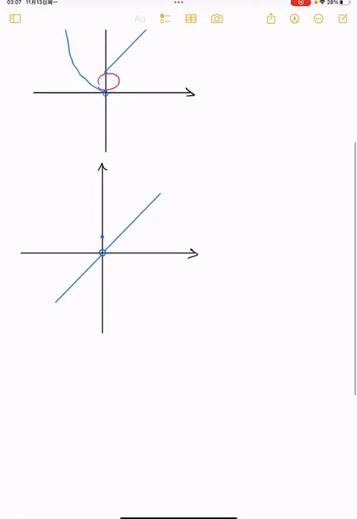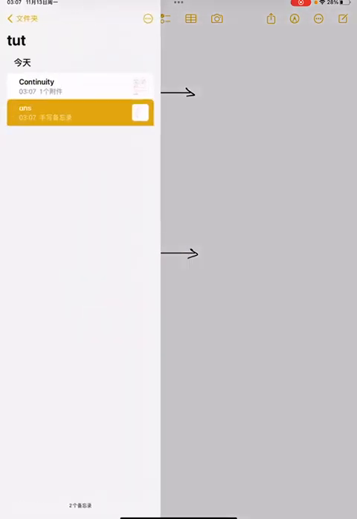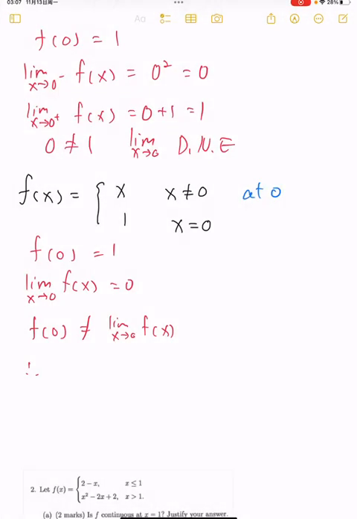Let's look at the graph for the third function. Indeed, we have a small gap here, so this function is not continuous. Let's look at an exam question.